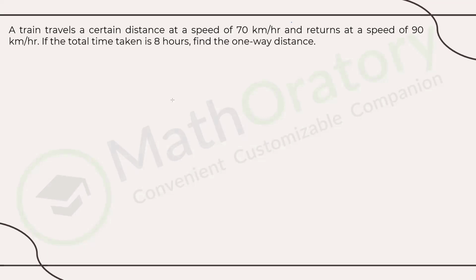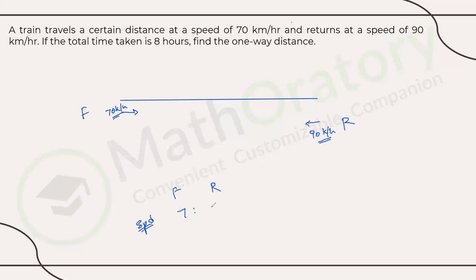Now, again, let's indicate this a little pictorially. So while it is moving forward, it goes with the speed of 70 km per hour. While it returns with the speed of 90 km per hour. Now here the distance is constant, as in for the forward journey and for the backward journey. So let's call this the forward journey and the return journey. In the forward journey and in the return journey, the speeds are in the ratio 7:9, 70 km per hour and 90 km per hour.